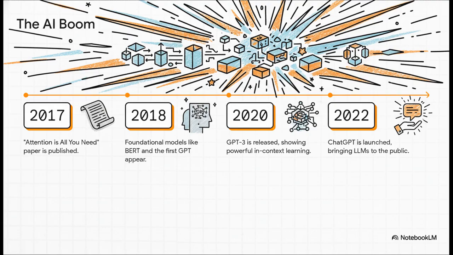And you can just see the explosion that followed on this timeline. The paper drops in 2017, boom. By 2018, we have the first GPT and BERT. By 2020, GPT-3 shows up and blows everyone away. And then just 2 years after that, ChatGPT puts this immense power into the hands of hundreds of millions of people. The speed of it all was just breathtaking.